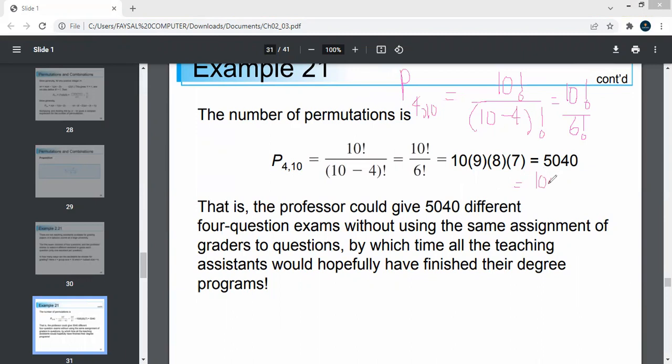This will be 10, 9, 8, 7, and 6 factorial divided by 6 factorial. So I have to cancel this 6 factorial with 6 factorial. For this, my answer will be 10 multiplied by 9 multiplied by 8 multiplied by 7.